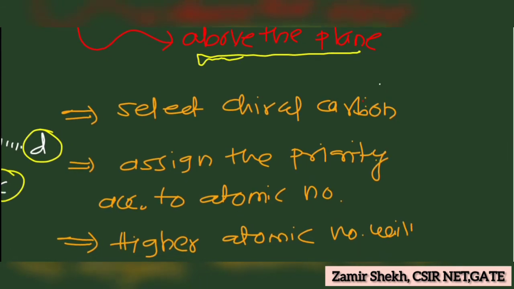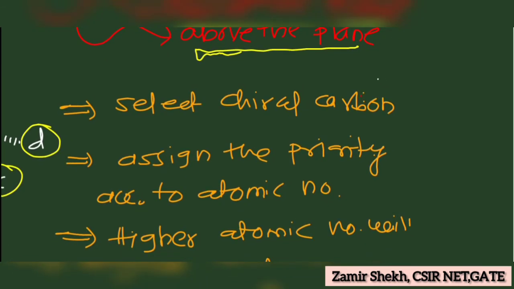Now what points should be noted? During this RS configuration, first select the chiral carbon in the given molecule. Look at the molecule, identify the chiral carbon, and assign priority according to atomic number.